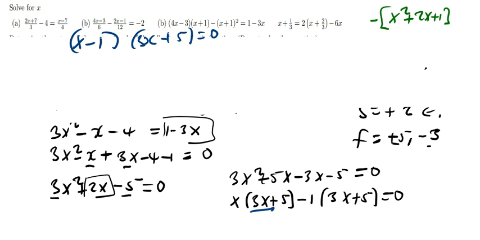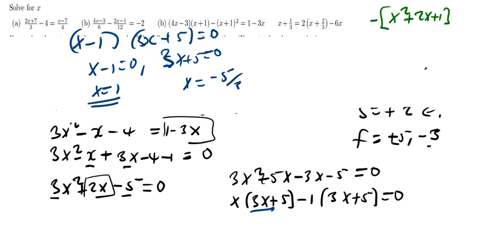Now we want to solve for x. x - 1 is equal to 0, comma, 3x + 5 is equal to 0, meaning that if I shift 1 to the other side, x is equal to 1. And also if I shift 5 to the other side, then I divide it by 3, x will be equal to negative 5 over 3.